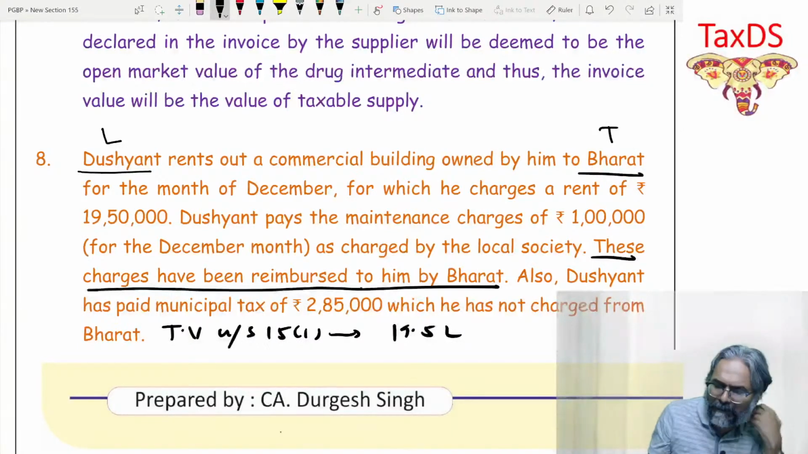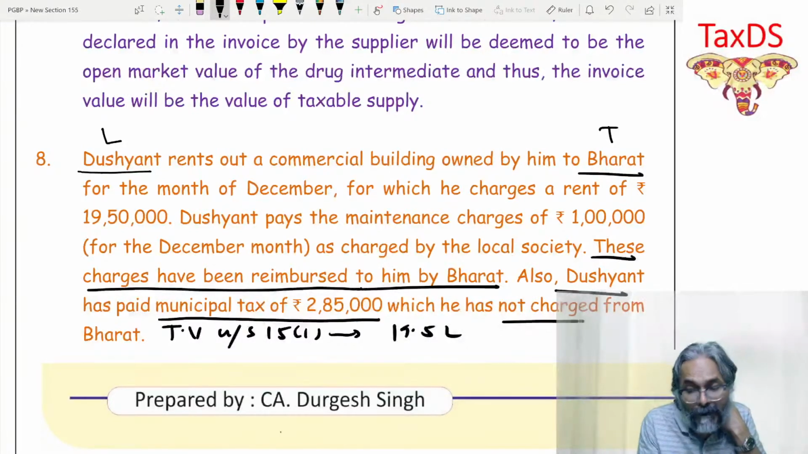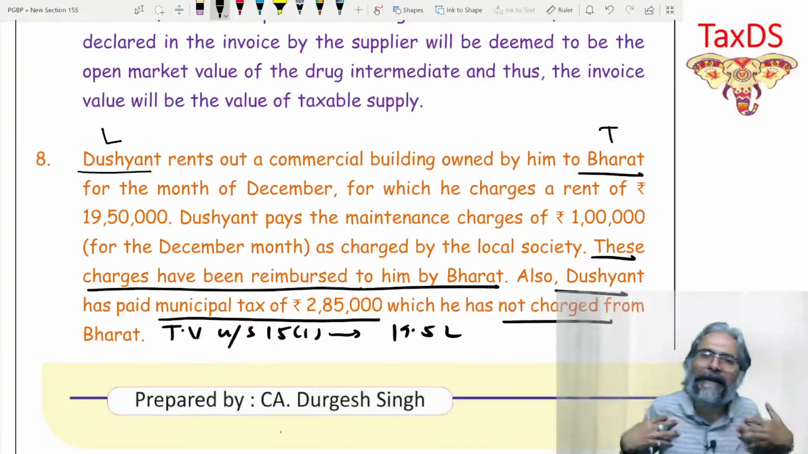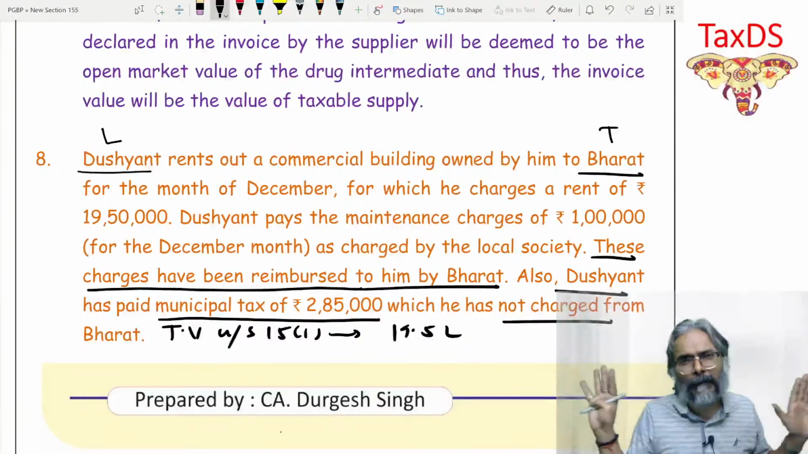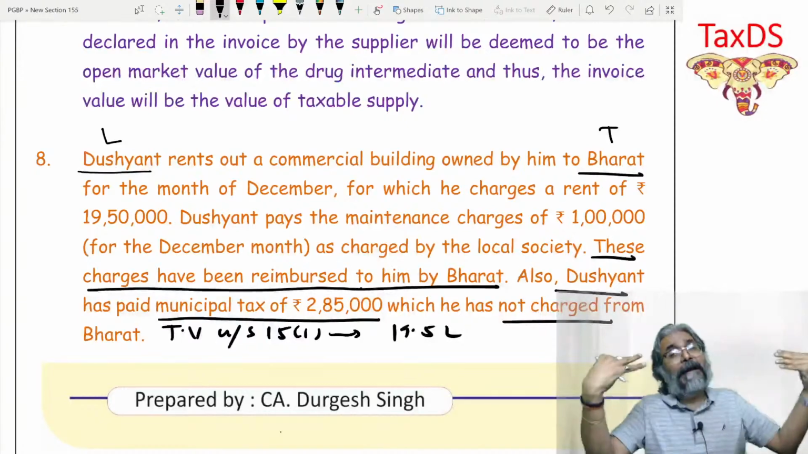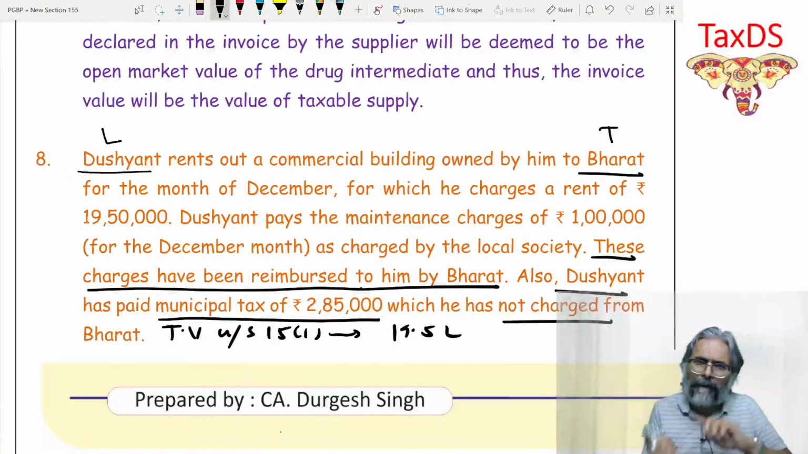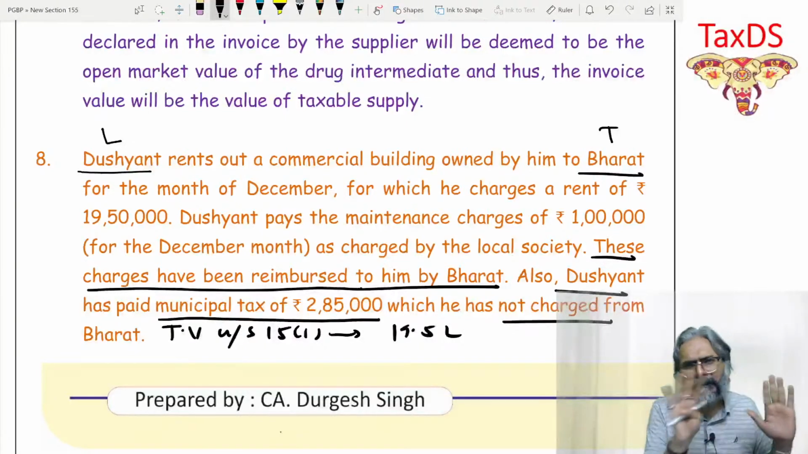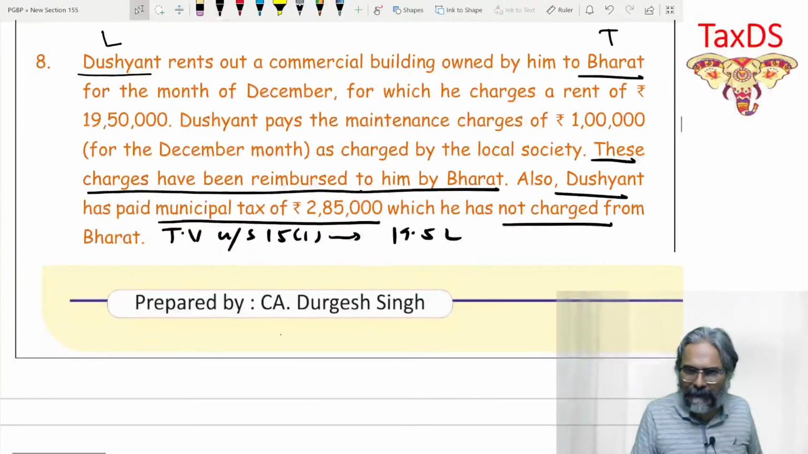Apart from that, students, Dushyant had also paid municipal tax of 285, which is not charged from Bharat. Means whatever is the municipal tax of that particular property, I, the landlord, am only bearing that amount. So if I am only bearing this amount, will that be a part of my transaction value? And the answer is no. It will not be a part of my transaction value, students. Is that clear to all of you?